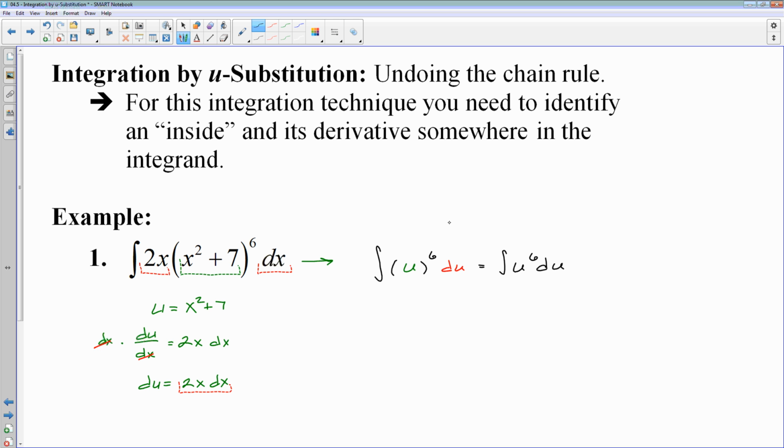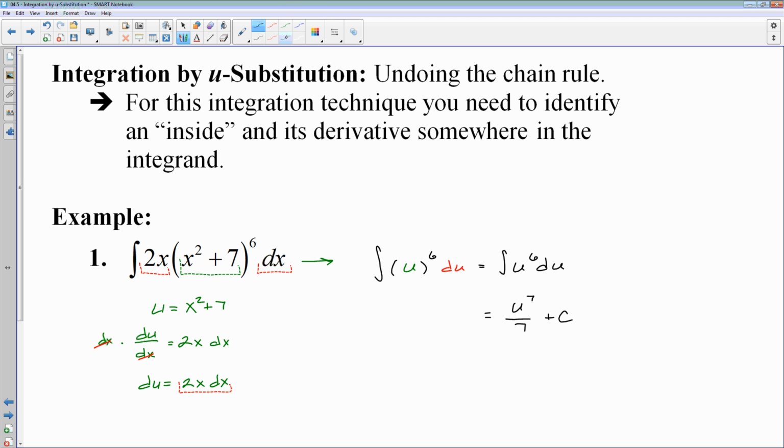And now it's a very easy antiderivative. We started with something ugly, and through u-substitution, finding the u and the du, we now have something clean. I can do that antiderivative. I'm going to add 1, u to the 7th, divide by the new exponent, plus c. And so there I did the antiderivative.